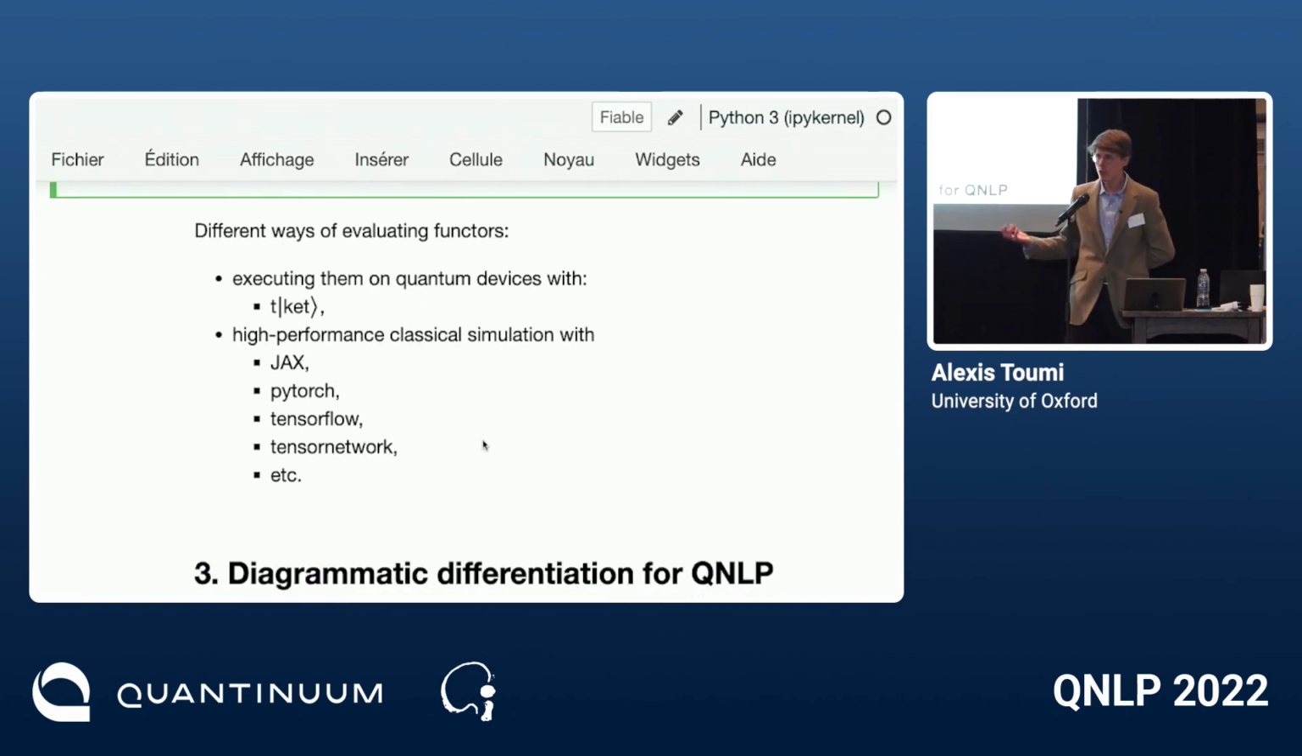Now, we have different ways of evaluating these functors. We can execute them on quantum devices using the tket compiler. We can also do high-performance classical simulation using JAX or PyTorch, TensorFlow, TensorNetwork, or any kind of backend you want for evaluating diagrams in terms of matrices.